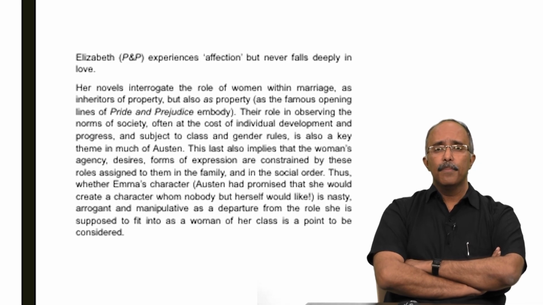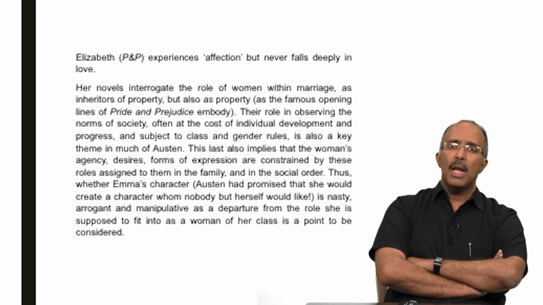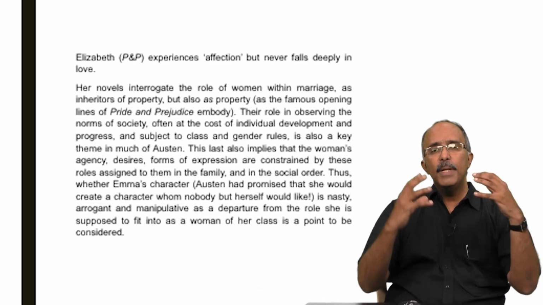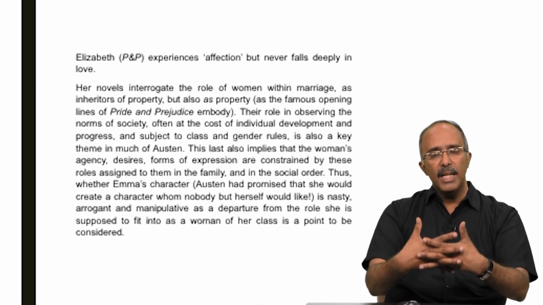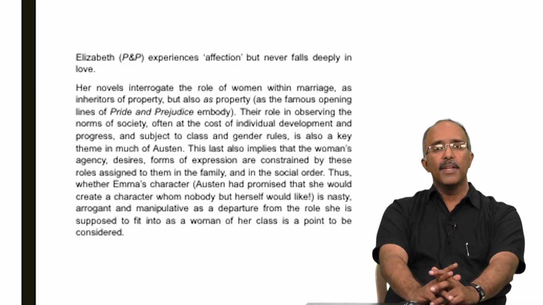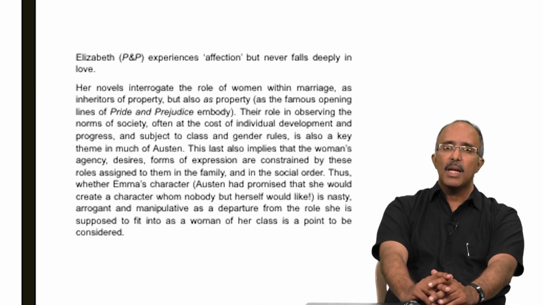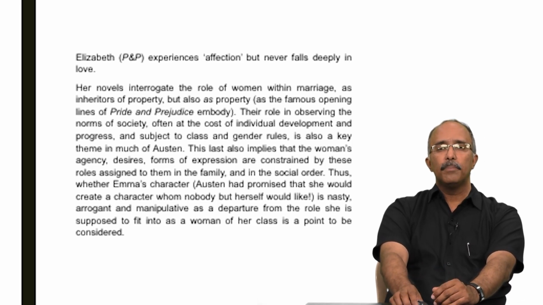in Pride and Prejudice. The women's role in observing the norms of society, often at the cost of individual development and progress, and subject to class and gender rules, is also a key theme. That is, how does the woman grow? What and how are the restrictions of the social order impinging upon the woman's growth is a key theme in Austen. Are the women free to grow mentally, intellectually, is a moot point. So this also implies that women's agency, desires, forms of expression are constrained by their roles assigned to them, whether it's within the family or within the social order.